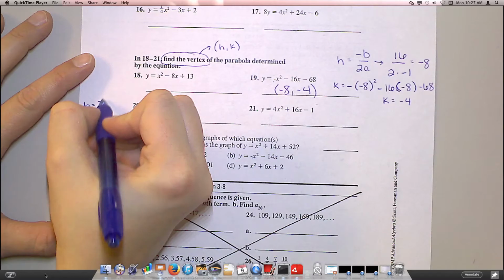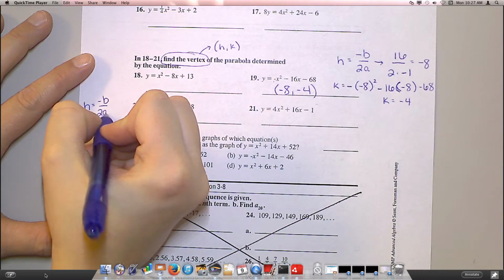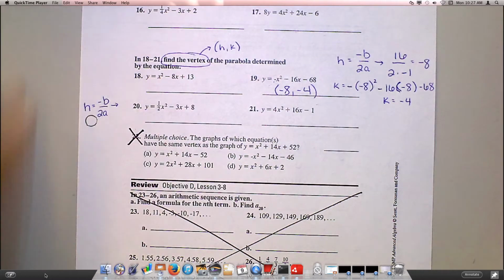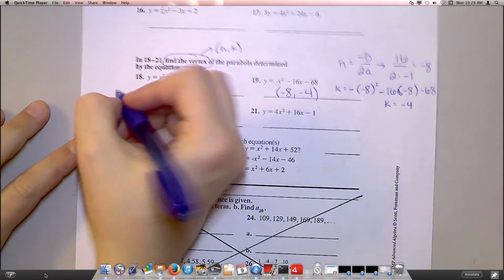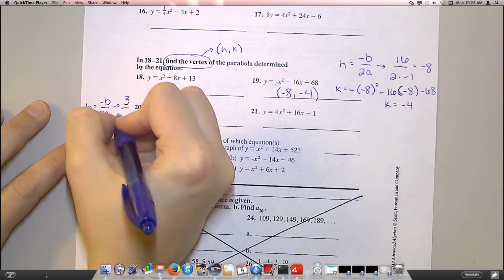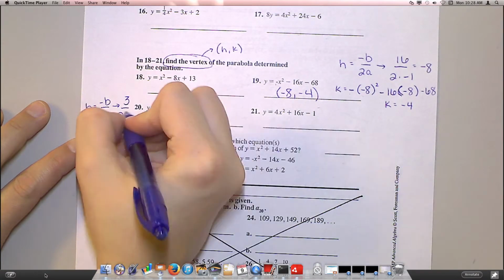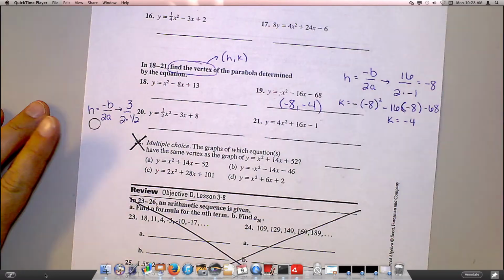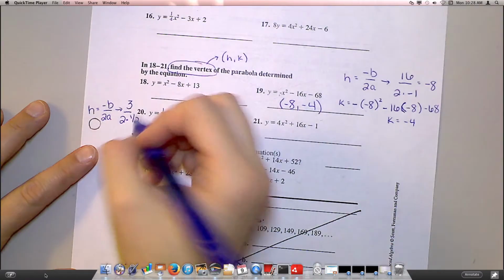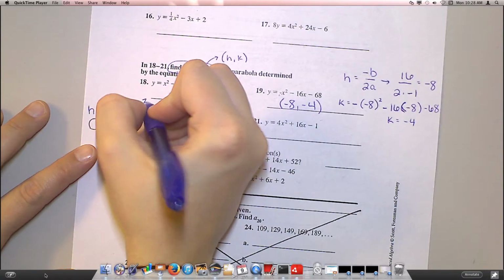So negative b over 2a. So I would write what over what? Positive 3 over 2 times 1/2. Well, what is 2 times 1/2? Just 1. So this really says 3 over 1, right? So my h value is just 3.